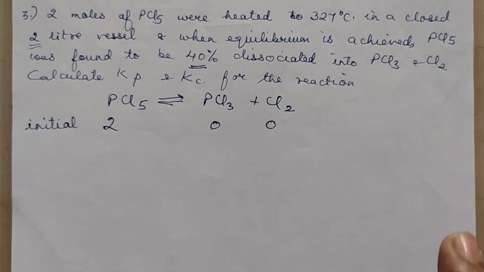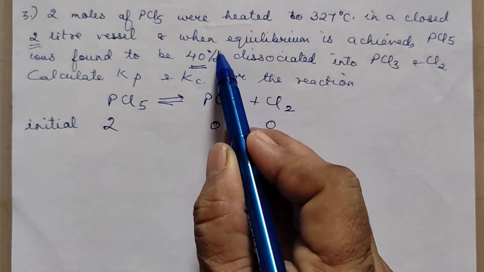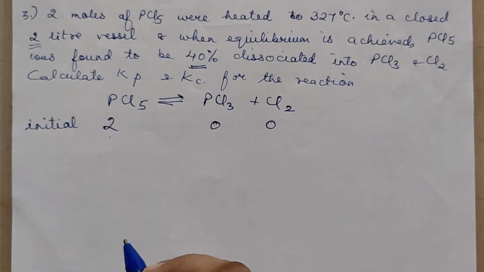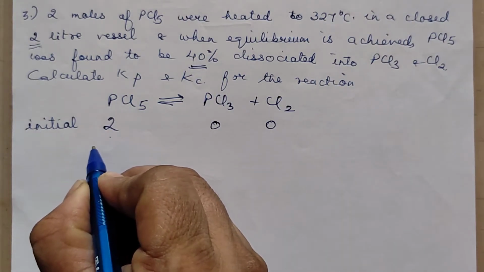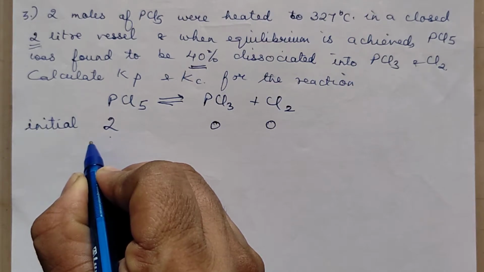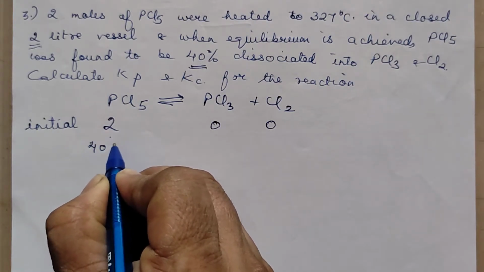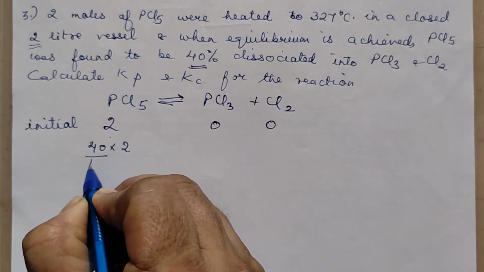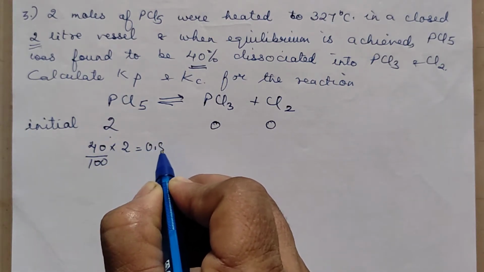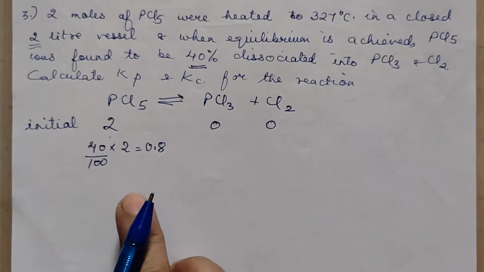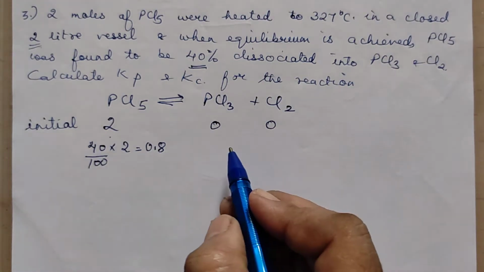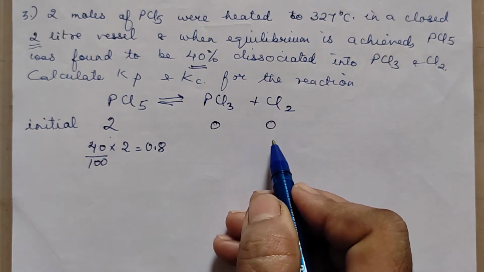And now after that they are saying 40% of this 2 mole is dissociated. Now what is 40% of this which has dissociated? You will calculate it. You will write down like this, 40% of 2. When you solve it, it comes out to be 0.8. So 0.8 moles of this has dissociated into PCl3 and Cl2.